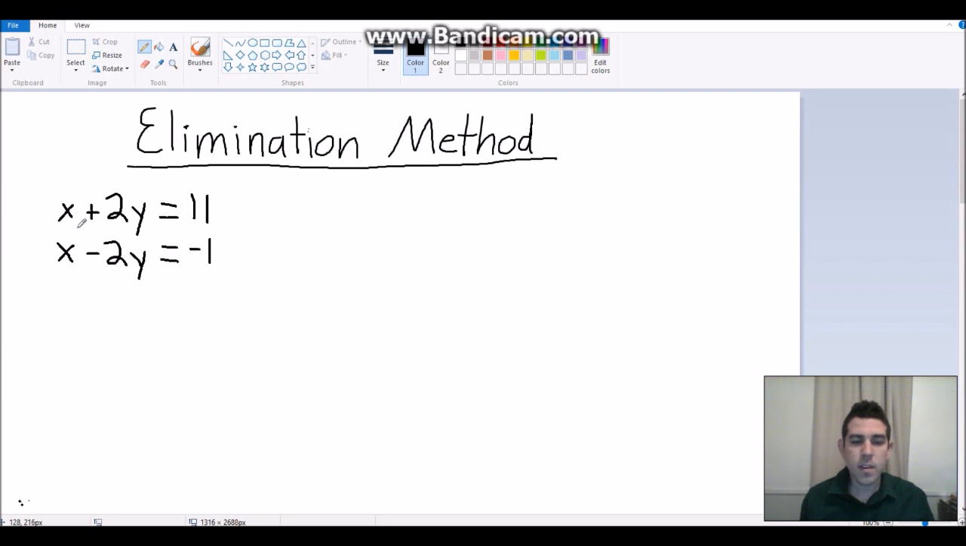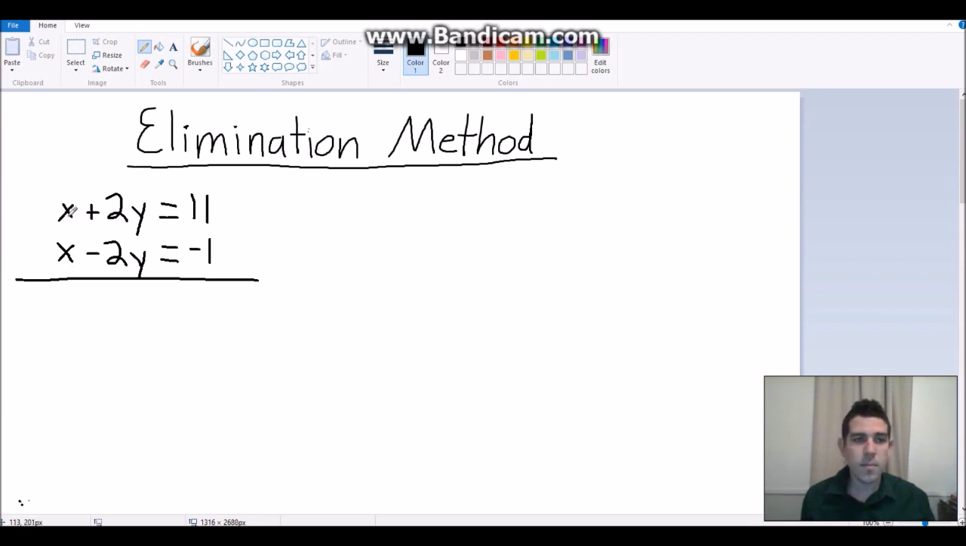This method is also called the combination method sometimes, because what we're basically going to do is mush the two equations together. And this is going to work best when we have opposite signs for one of our variables. So here you see we have a plus 2y in one equation and a minus 2y in the other equation. So we're going to take this whole equation, which is already lined up perfectly for us, and just combine it.